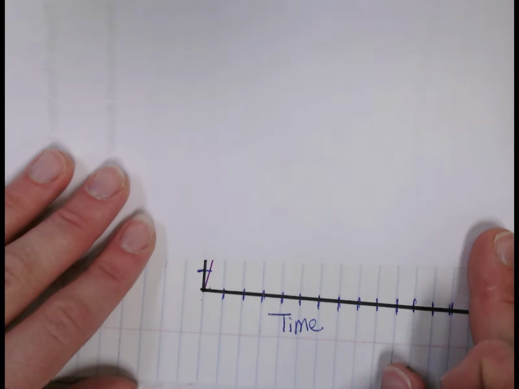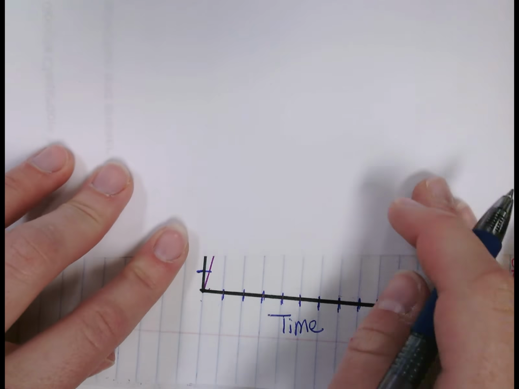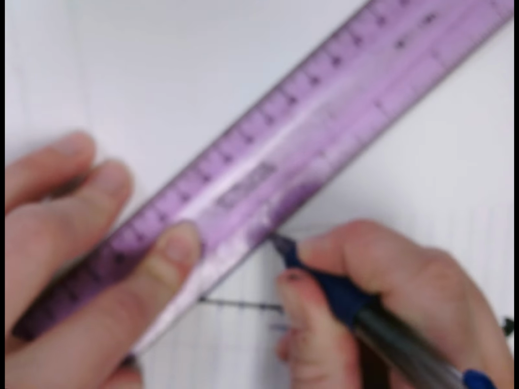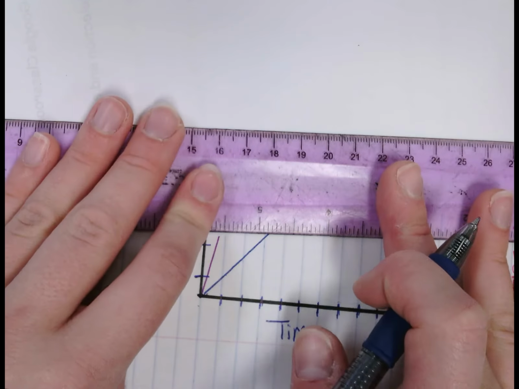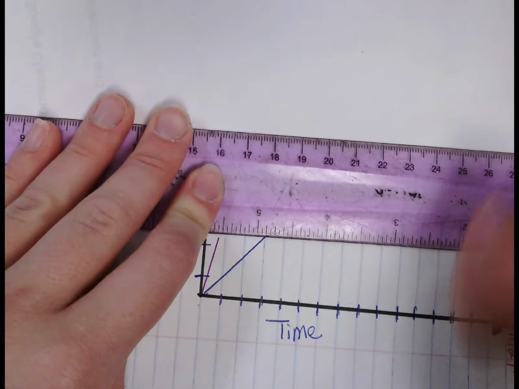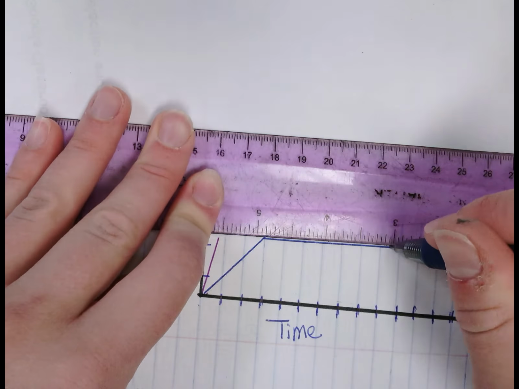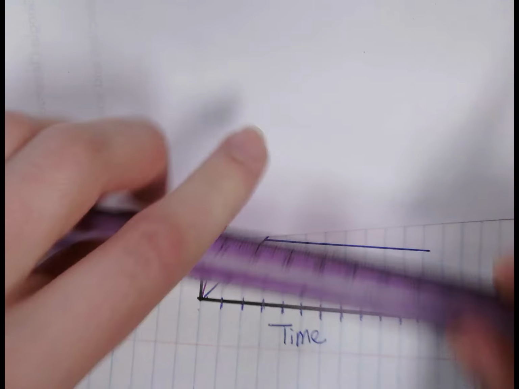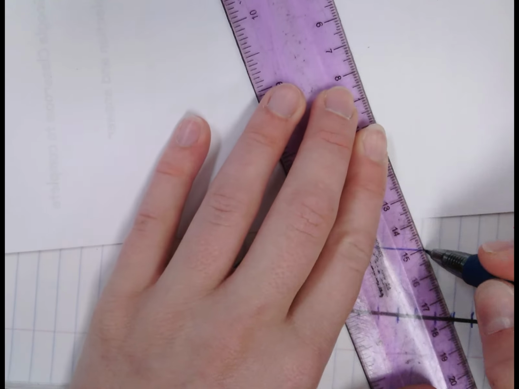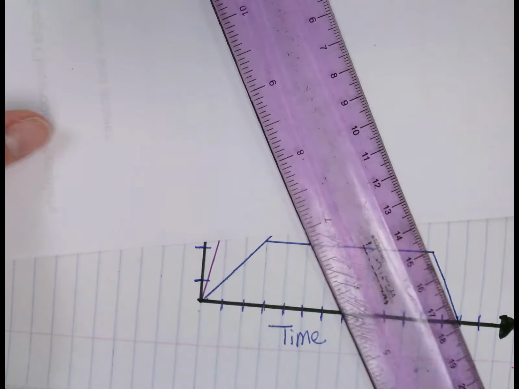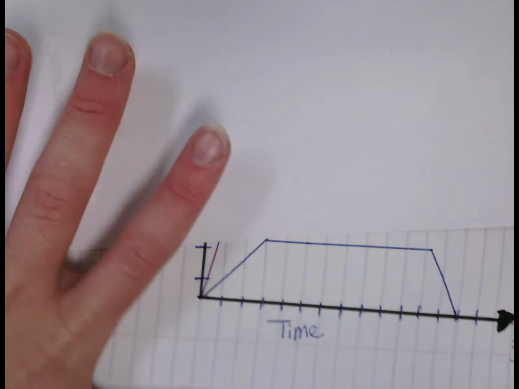Again, it's going to start off down here, and I'm going to use my little ruler, go like that, and then it's going to flatten out. This should be a straight line. And then it's going to come right back down again. It doesn't really matter if it's on a perfect increment line or not. So that's what the second one should look like.